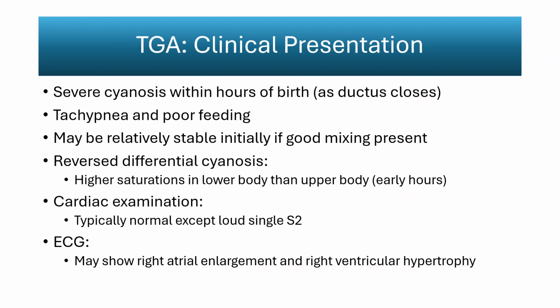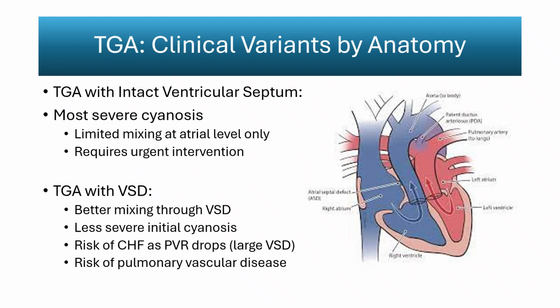Electrocardiography may show right atrial enlargement and right ventricular hypertrophy, reflecting systemic venous return and output through the right ventricle. Recognizing this presentation quickly is critical, because without prompt intervention, profound hypoxemia and systemic acidosis develop and are incompatible with survival. The clinical picture in transposition depends on the associated anatomy.